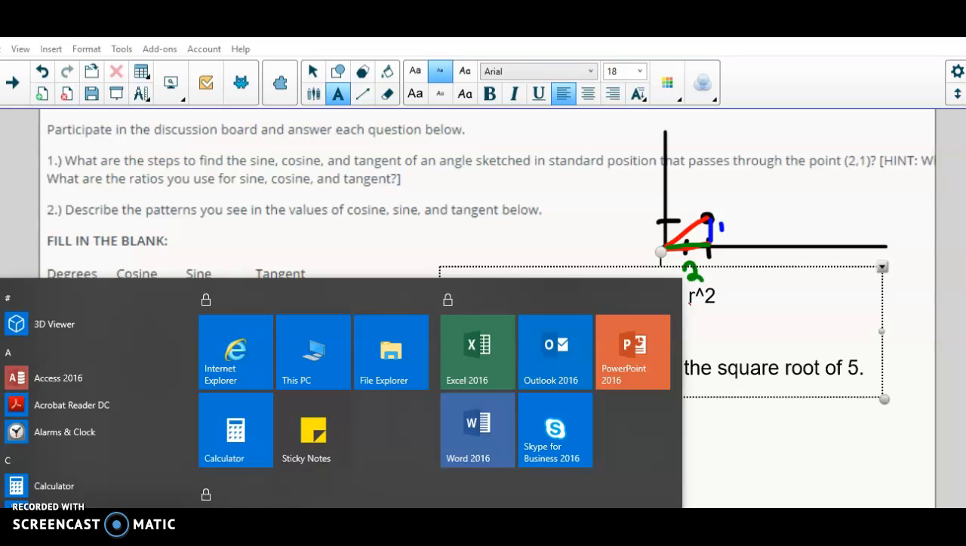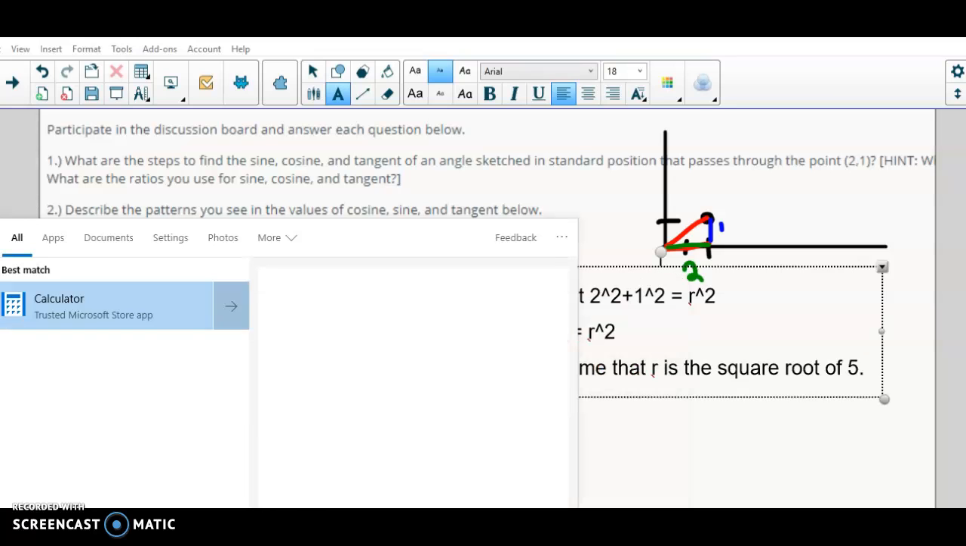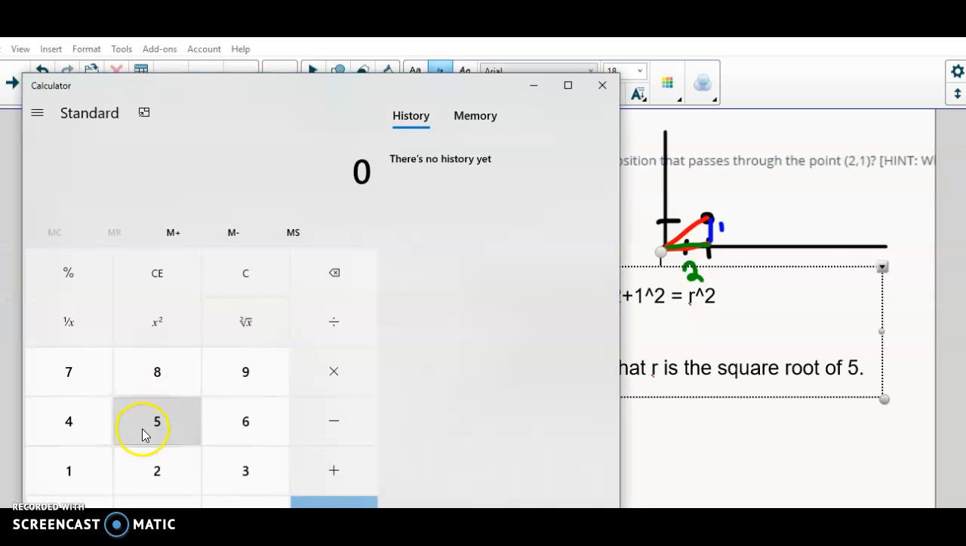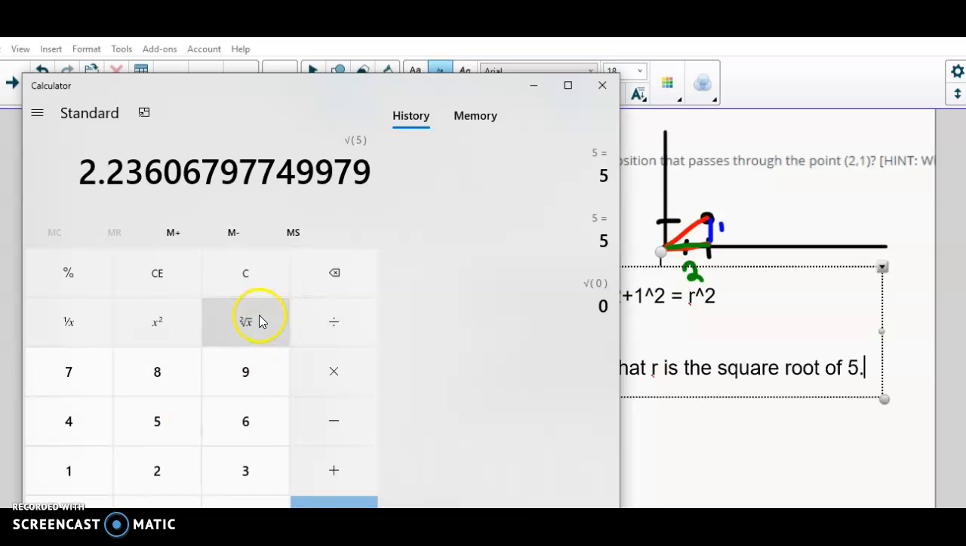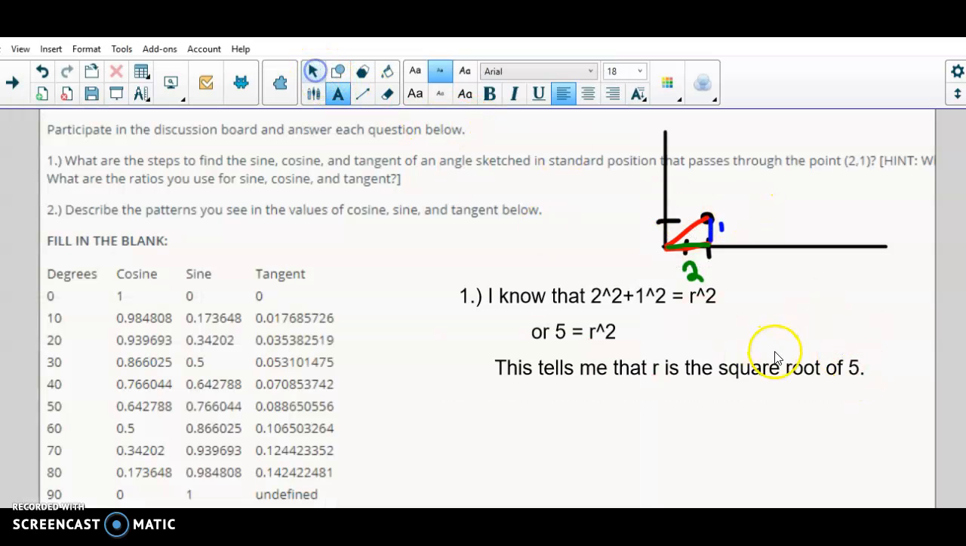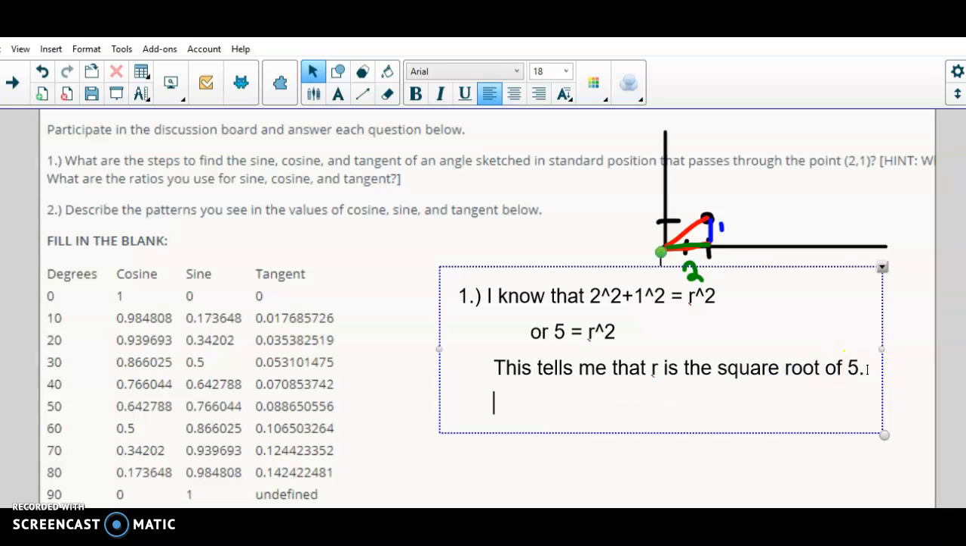All right, so if I go to my calculator, this is fancy. Square root of 5, is that how you do it? I don't know how to use this calculator. 5 square root, 2.236, okay? 2.236, so that's what we get. So we could say r is this number.